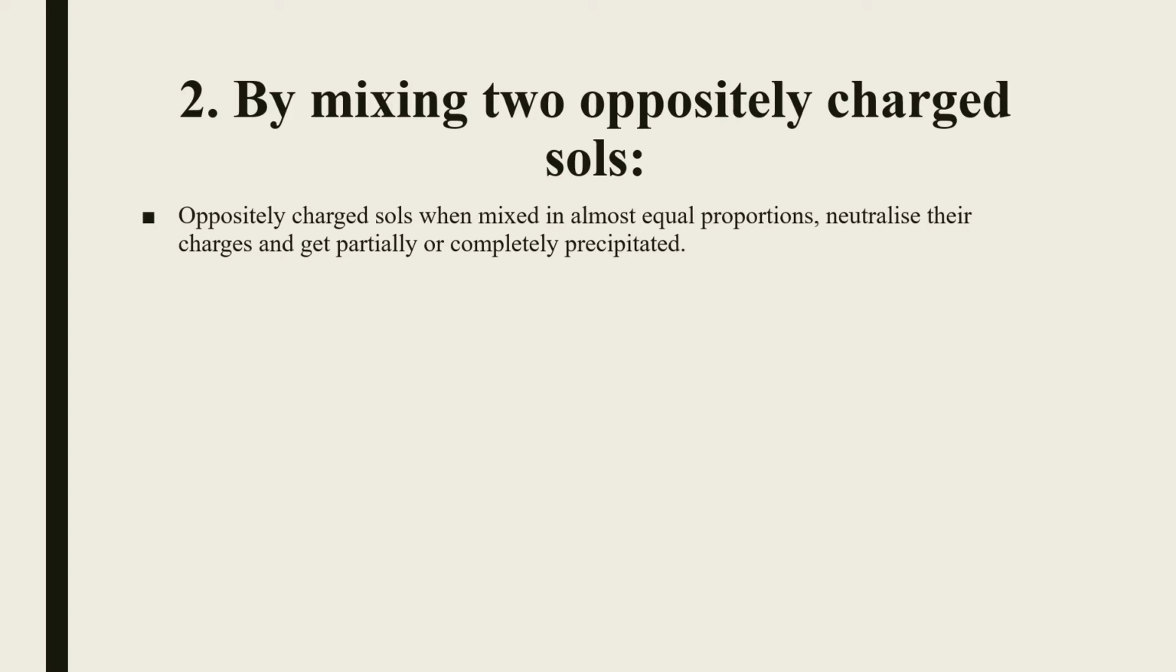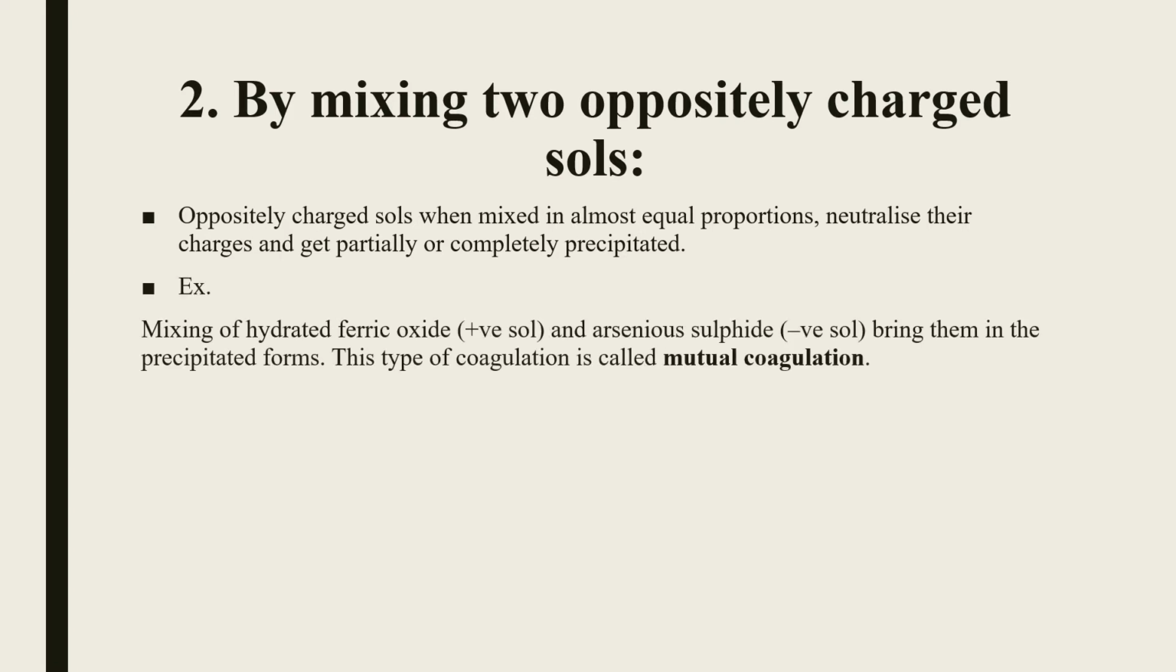They will get neutralized and the charge will get cancelled, and as the charge gets cancelled they will settle down and form the precipitate. Example: mixing of hydrated ferric oxide, which is a positive sol, as we have already discussed that ferric hydroxide sol is a positive sol, and arsenious sulfide is added to that ferric hydroxide sol, and arsenious sulfide is a negative sol. Now as we bring them together, the positive charge and negative charge both get neutralized and the precipitate forms. So this type of coagulation is called mutual coagulation.